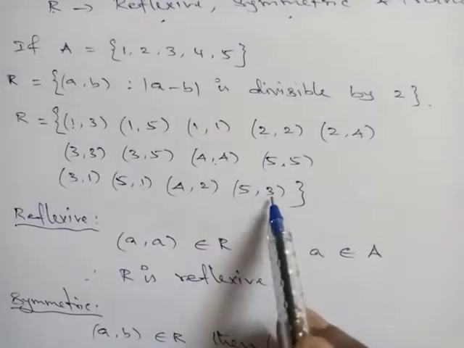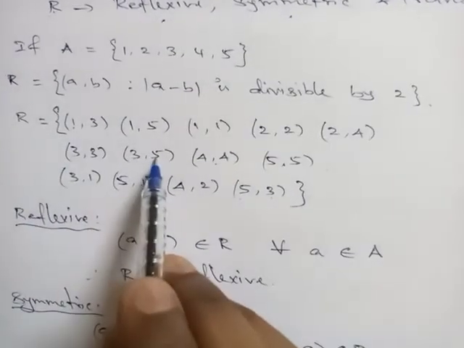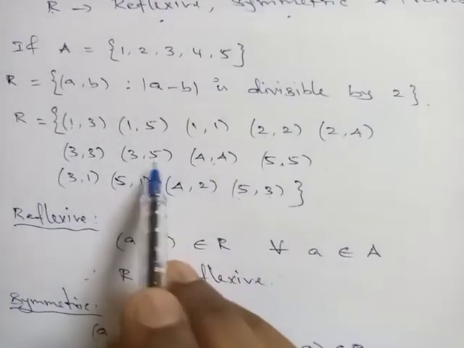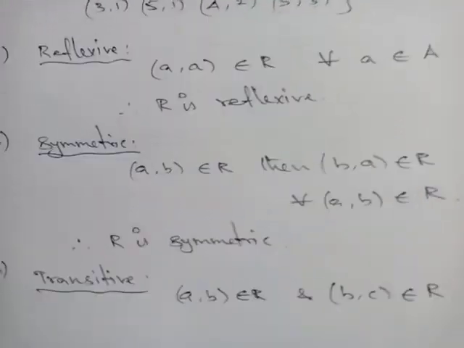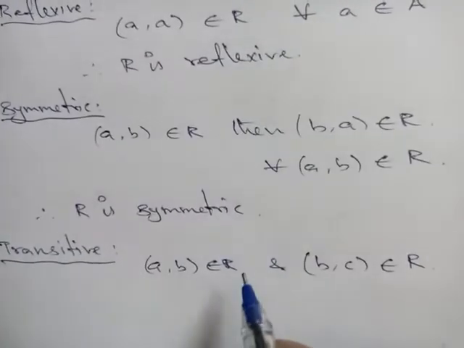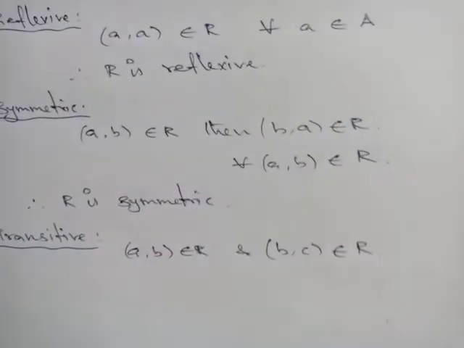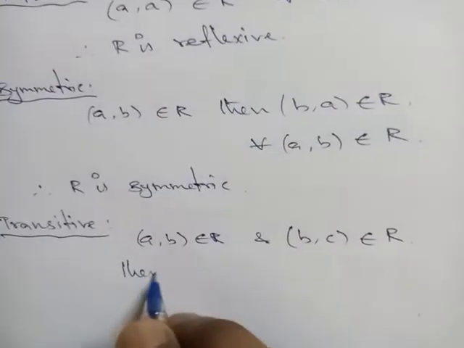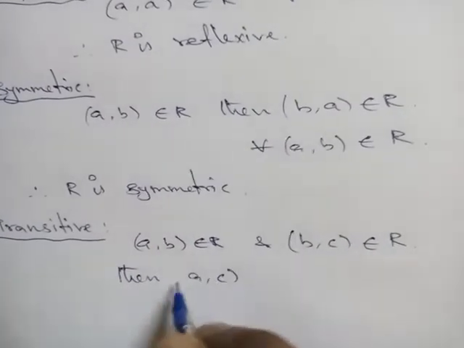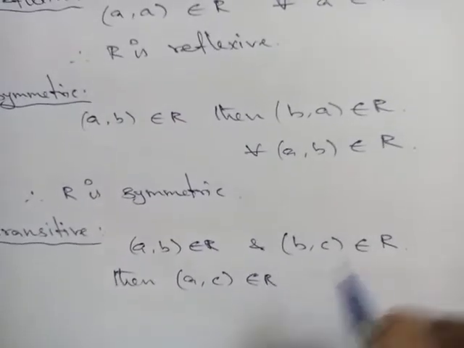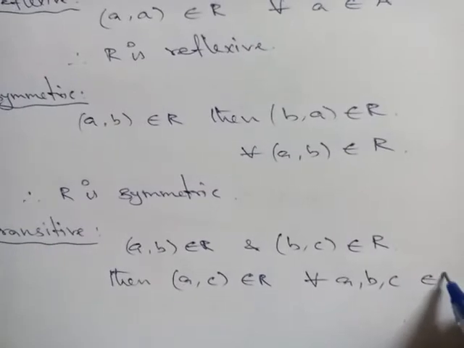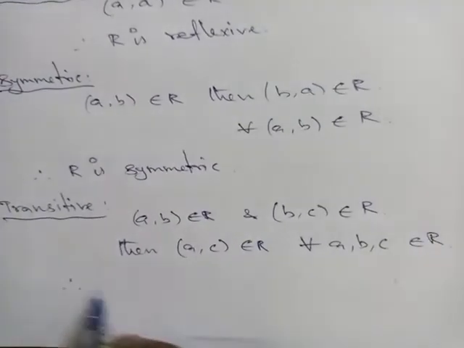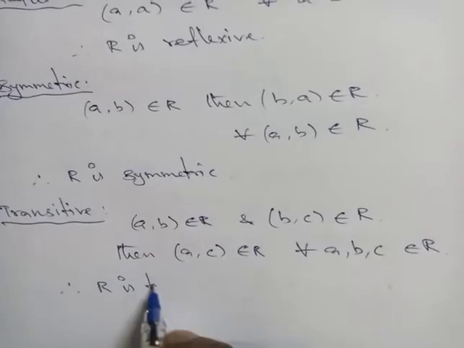For example, 5 comma 3, 3 comma 5. So that means 5 comma 5 must be there, right? So 5 comma 5 is here. So this is satisfied for all the elements. So we can say for all a comma b belongs to R and b comma c belongs to R, then a comma c also belongs to R. This is satisfied for all a, b, c which belongs to R. Therefore, we can say R is transitive.